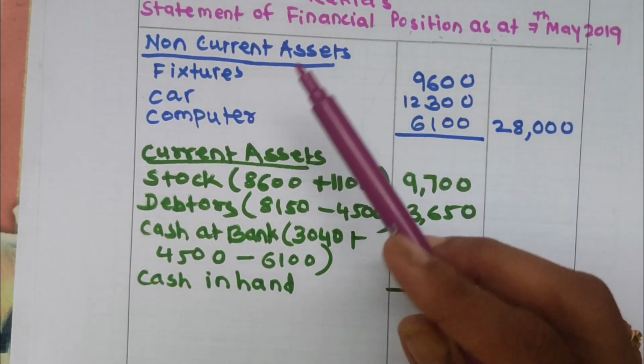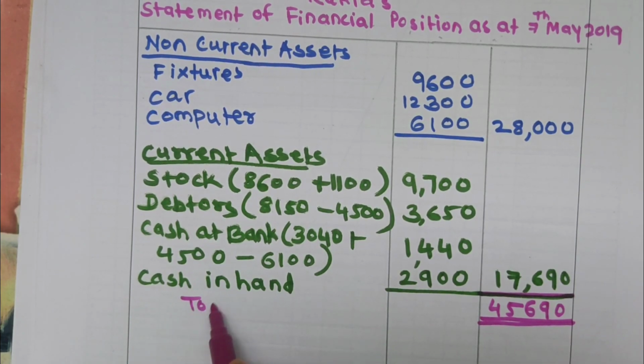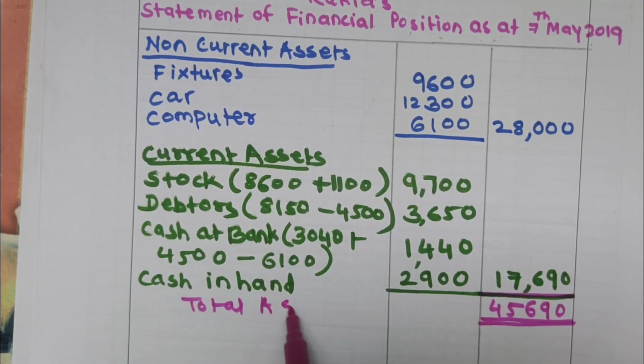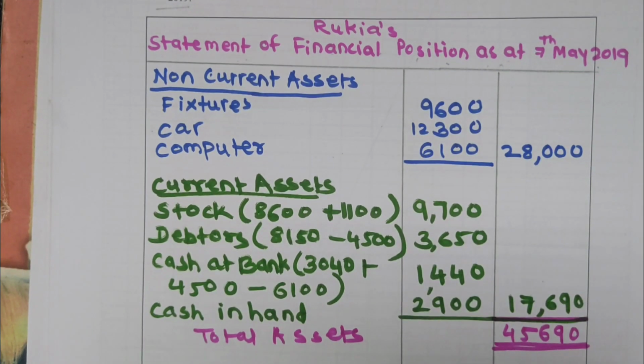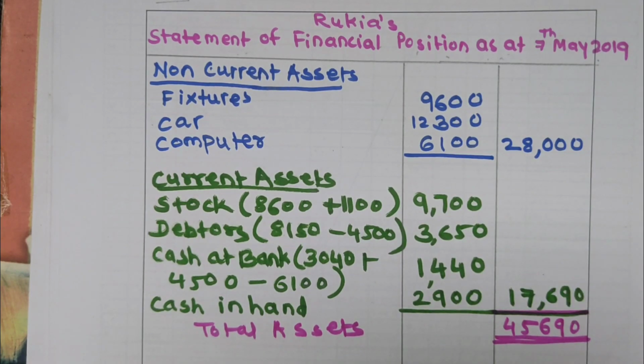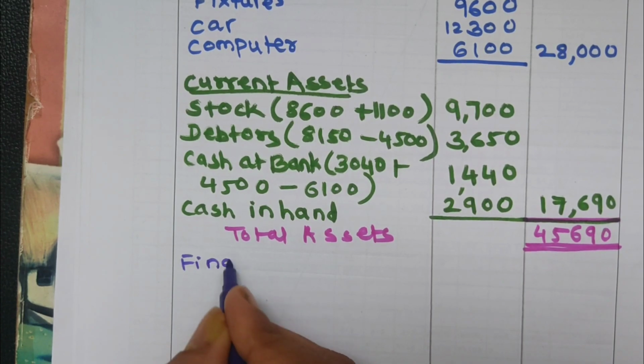See, this is a different color I am using so that it will be easily distinguished by you. Okay, see, these are what we first wrote, all non-current assets, then all current assets. Okay, then add both non-current asset and current asset. So we get this total assets. Okay, now we will write down capital and liabilities. So now we will write down financed by.